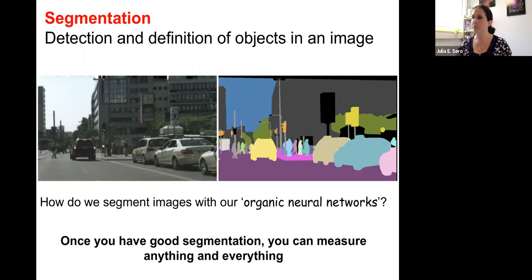So segmentation is everything. Once you have good segmentation, you can measure anything and you can measure everything. So from this image, once we have defined that this is a car, this is a thing, this is a thing, and oh, okay, this thing is a car, this thing is also a car, this blob is a human, this blob is a human. Now we can measure things about cars, we can measure things about humans, we can count the cars, we can count the humans, et cetera. So segmentation is really the basis of all of this going forward.